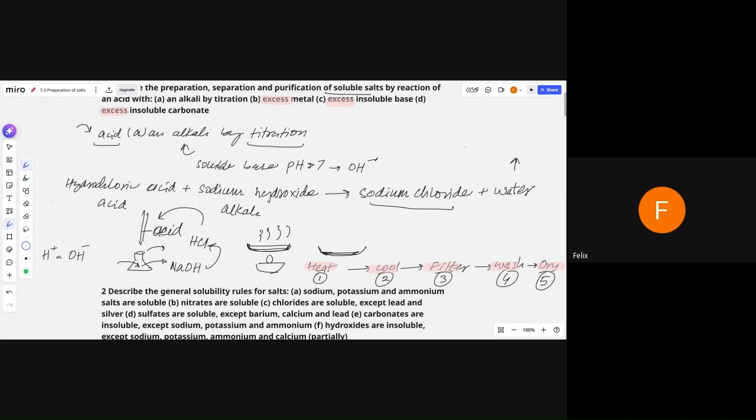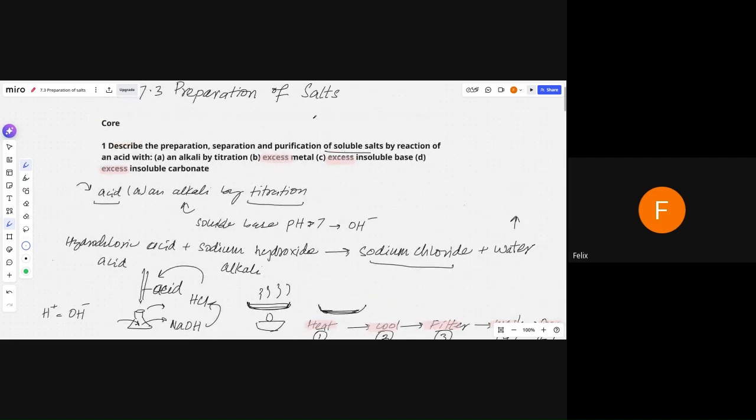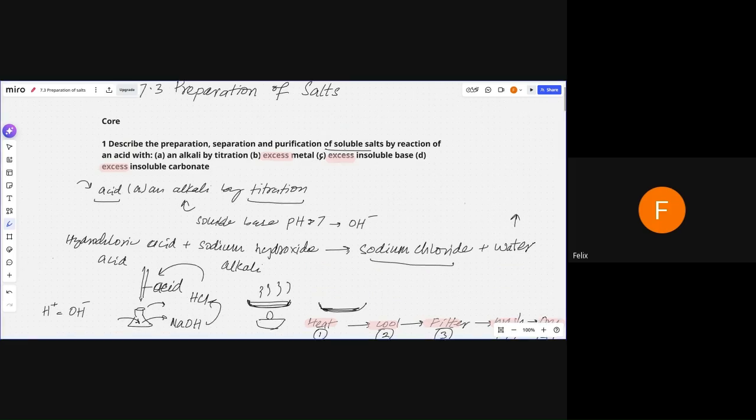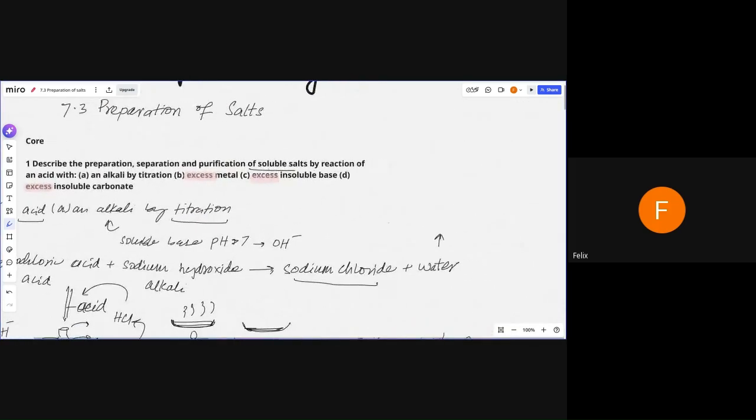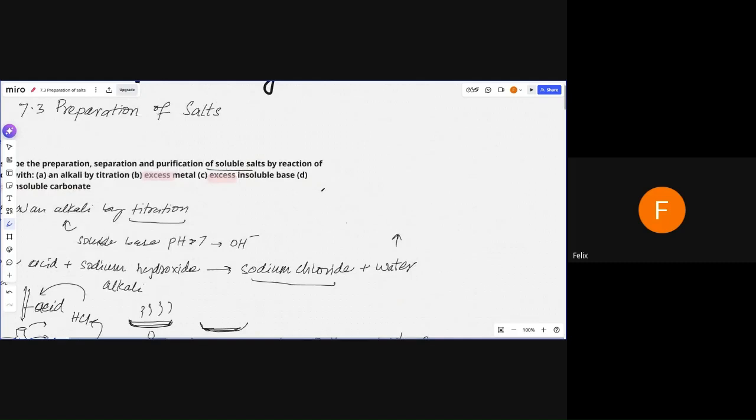Okay, so I hope this is clear: how we prepare a soluble salt, how we separate it, and how we purify it by reacting an acid with an alkali by titration. So the next method is excess metal, right? Now let's say we are using a metal, lithium, for example. So this is B, the second method of producing a soluble salt.